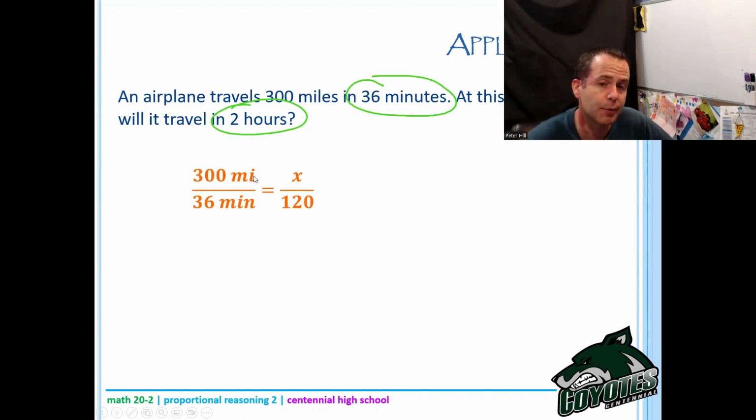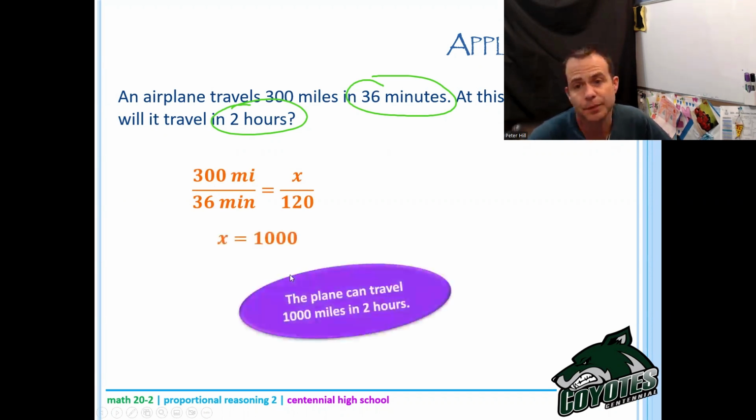So I've got 300 miles in 36 minutes. That's my first fraction to set my proportion up with, and then x over 120 for my second. So now I'm going to go 120 times 300 and then divide by 36. That's how we cross multiply to get the x by itself, and we get 1,000. So the plane can travel 1,000 miles in 2 hours.